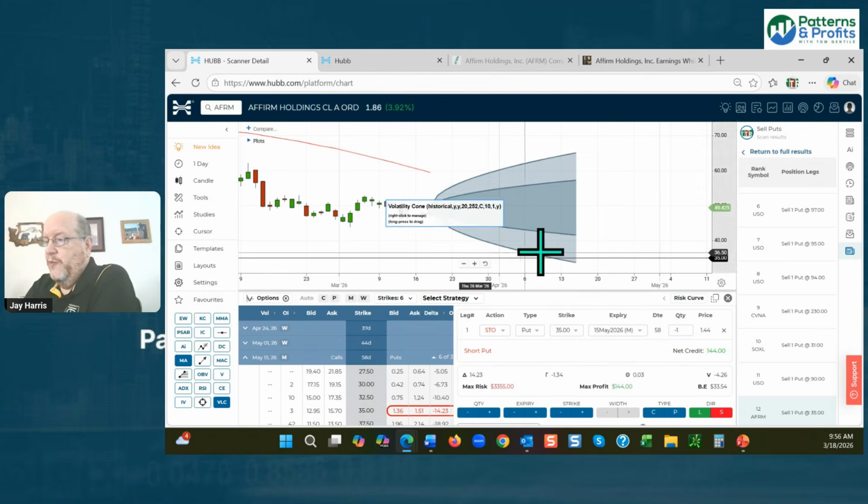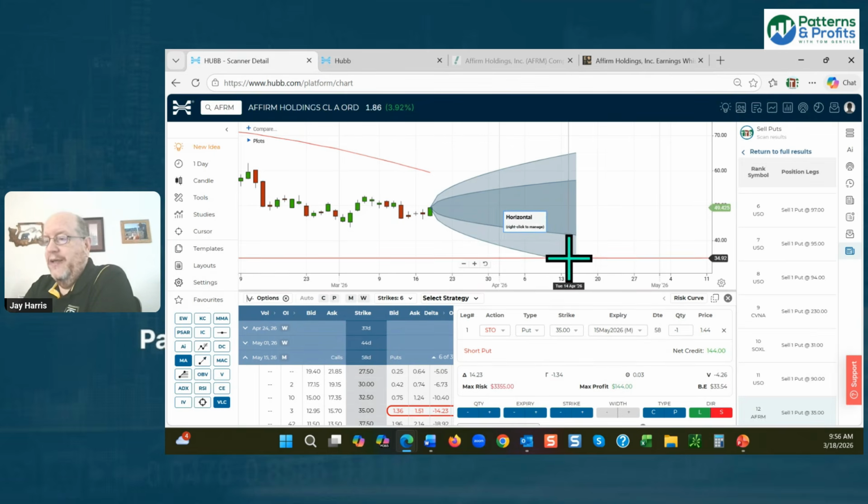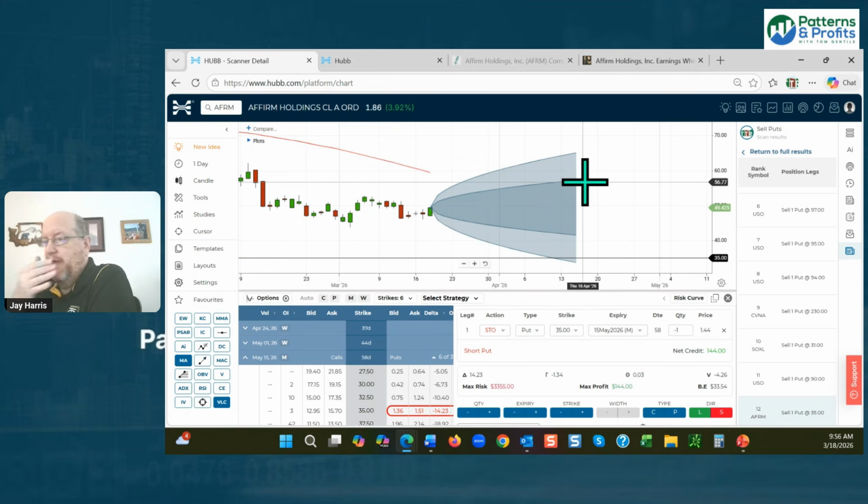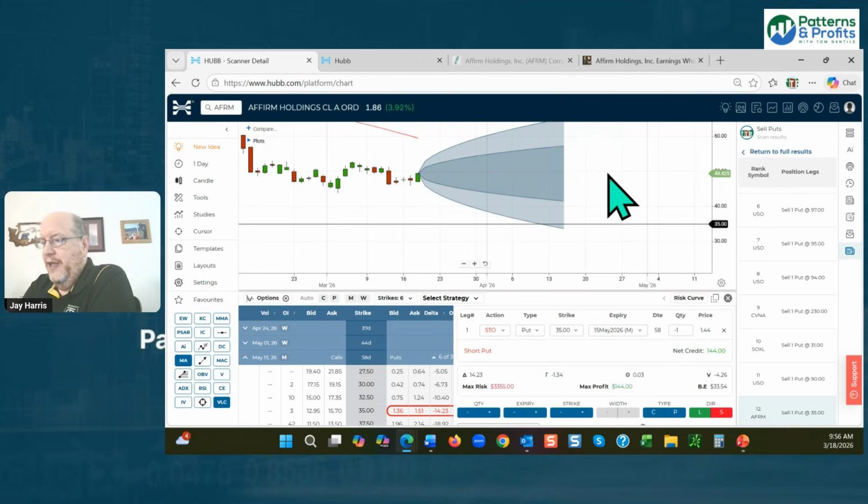So that's where I have to worry about getting assigned the put. If it stays above 35 in these cones, we don't have to worry about taking the stock. But if it breaks below that 35 between now and that May 15th expiration, there's a chance of getting assigned the stock. And that's okay. What's 35 minus 1.44?